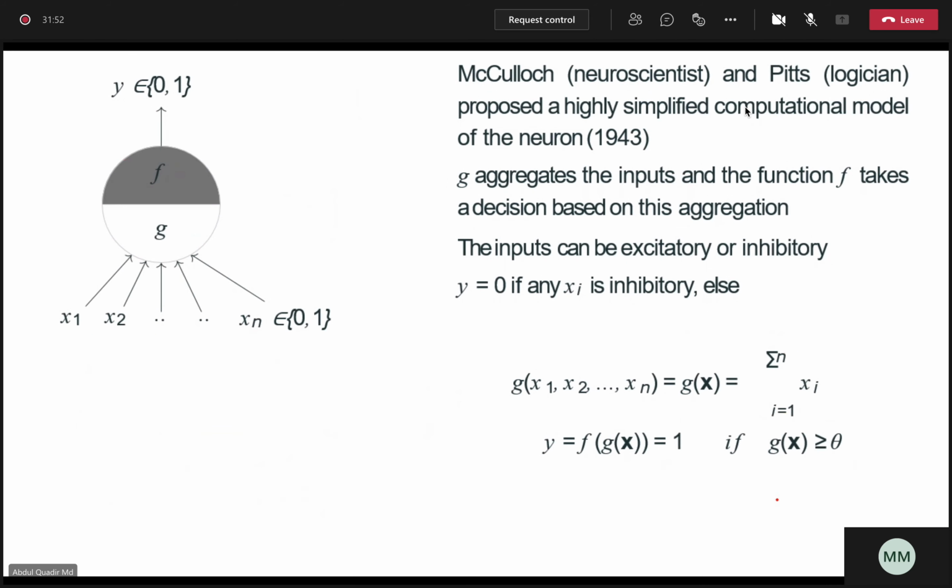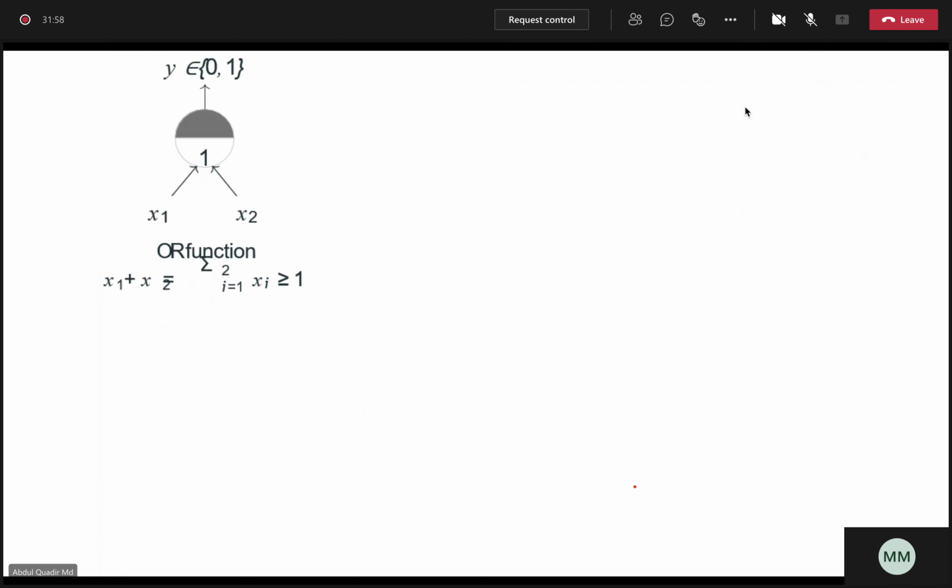If g of x is less than theta, it will not fire. Okay, very simple one. Now let's talk about the OR function. So what is the OR function? The inputs are 0,0; 0,1; 1,0; and 1,1.